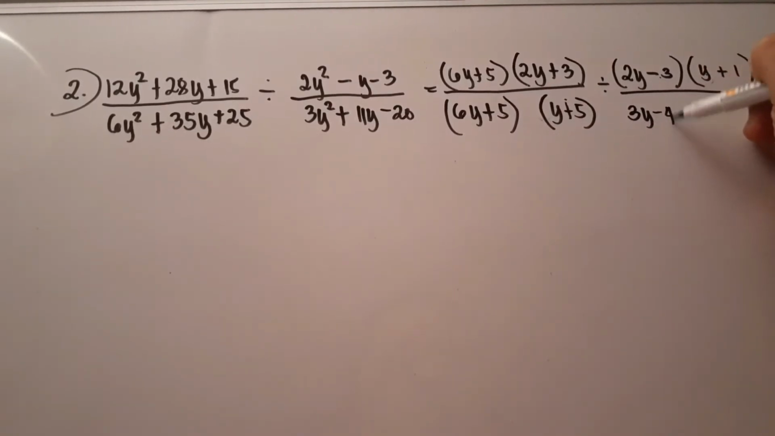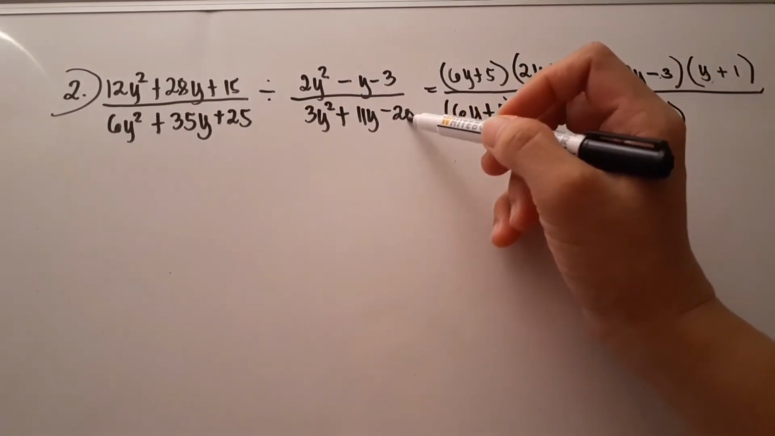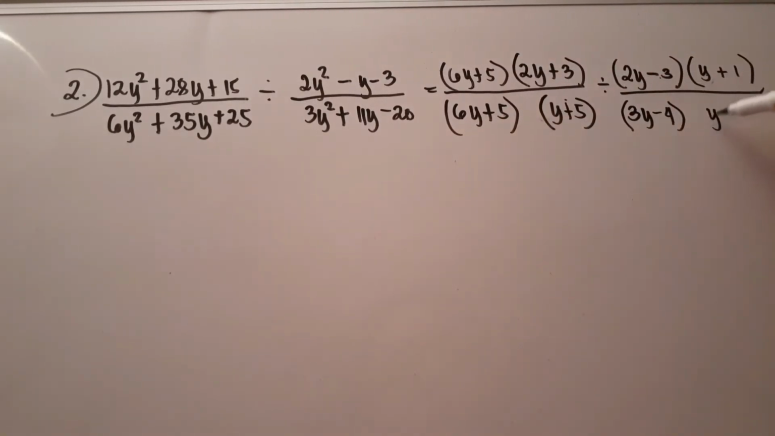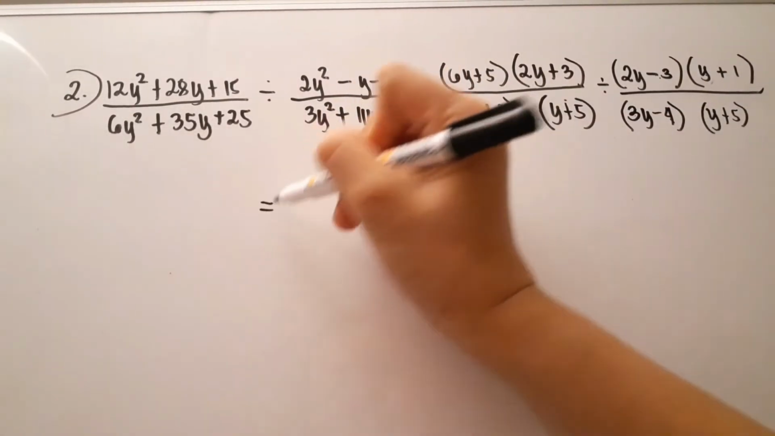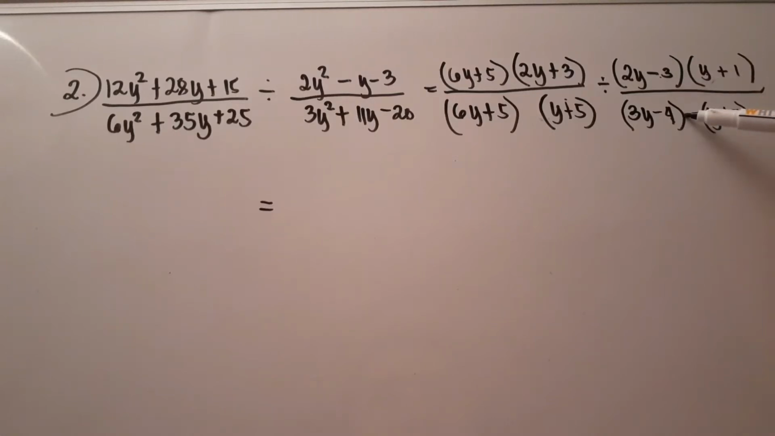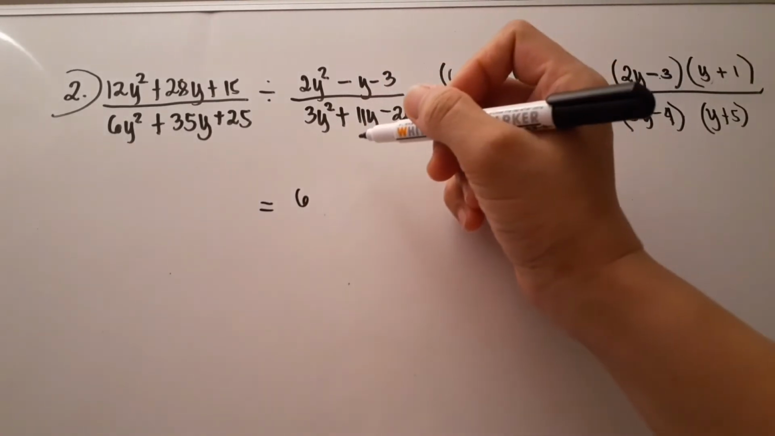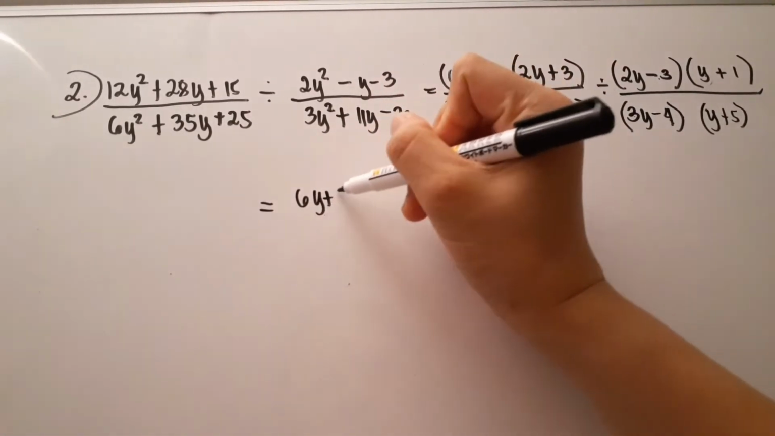And again, from the denominator, we have 3y negative 4. Remember, the coefficient of y is 11, so negative 4 times y becomes negative 4y, then 3y times 5 becomes 15, so 15 minus 4 becomes 11, so this is our factor. And then in multiplying, we flip to the reciprocal of 3y negative 4 and put it in the upper part.